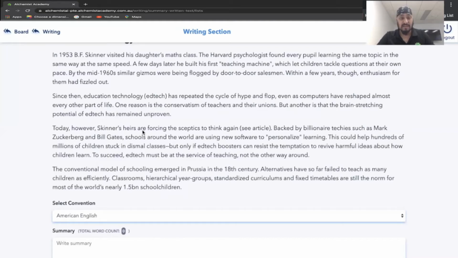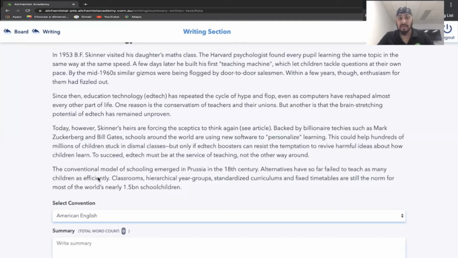Today, however, Skinner's heirs are forcing the skeptics to think again. Backed by billionaire techies such as Mark Zuckerberg and Bill Gates, schools around the world are using new software to personalize learning. This could help hundreds of millions of children stuck in dismal classes, but only if edtech boosters can resist the temptation to revive harmful ideas about how children learn. To succeed, edtech must be at the service of teaching, not the other way around.